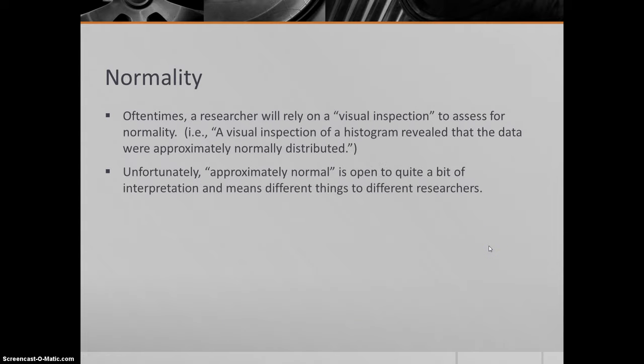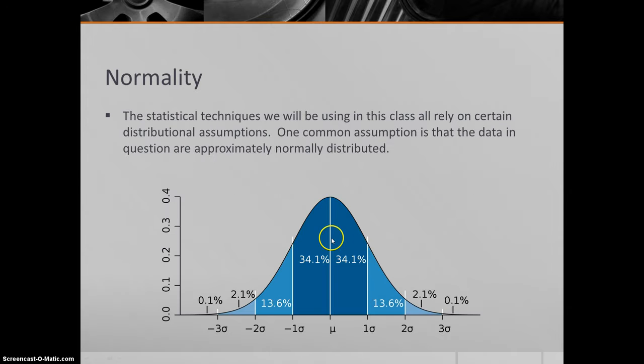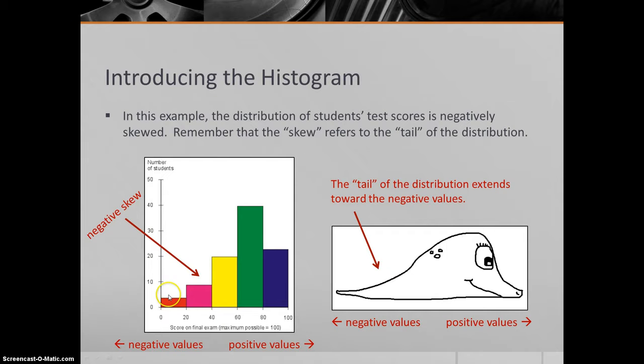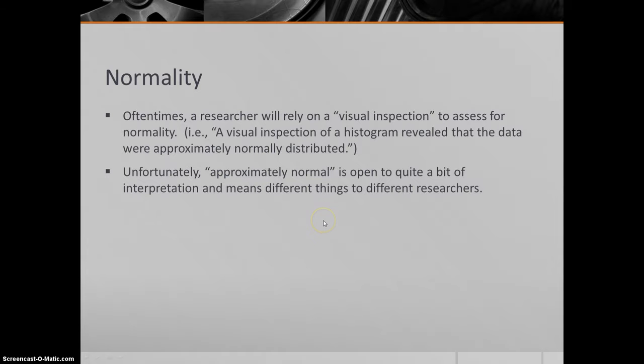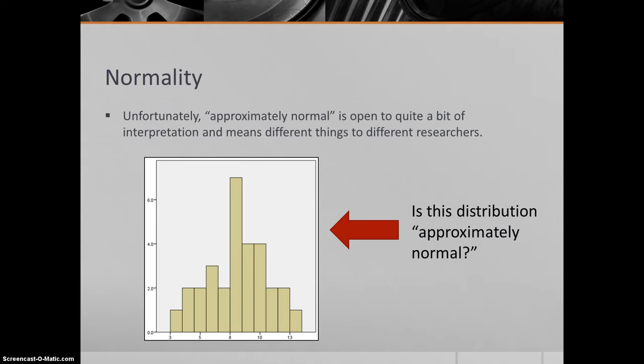Now, how do you know if it's normally distributed? A lot of times a researcher is going to rely on a visual inspection. So basically they look at the graph and try to decide, is that approximately normal? That's a visual inspection. The problem with that is the term approximately normal is open to quite a bit of interpretation. And that could mean different things to different researchers. Someone could look at something and say, oh yeah, that's approximately normal, and someone else might look at the same distribution and argue that it's not.